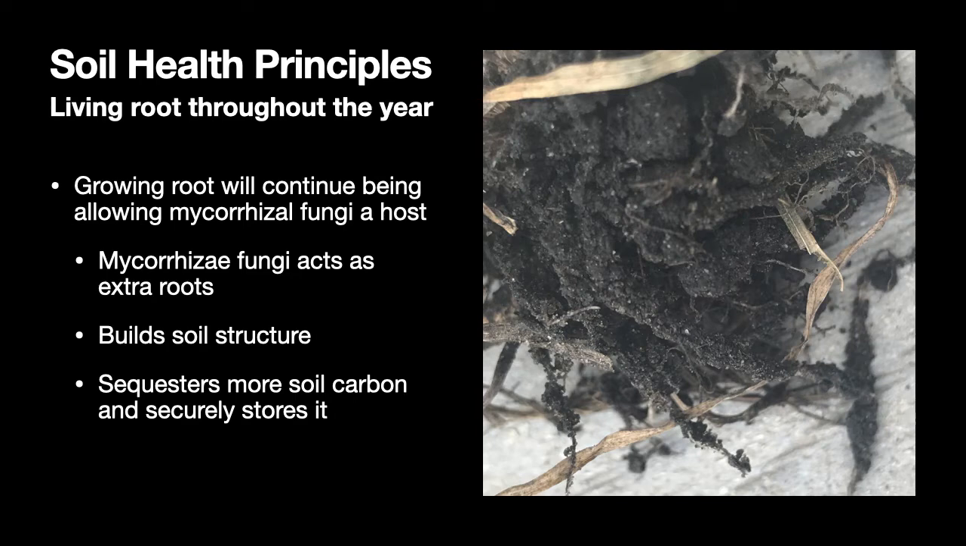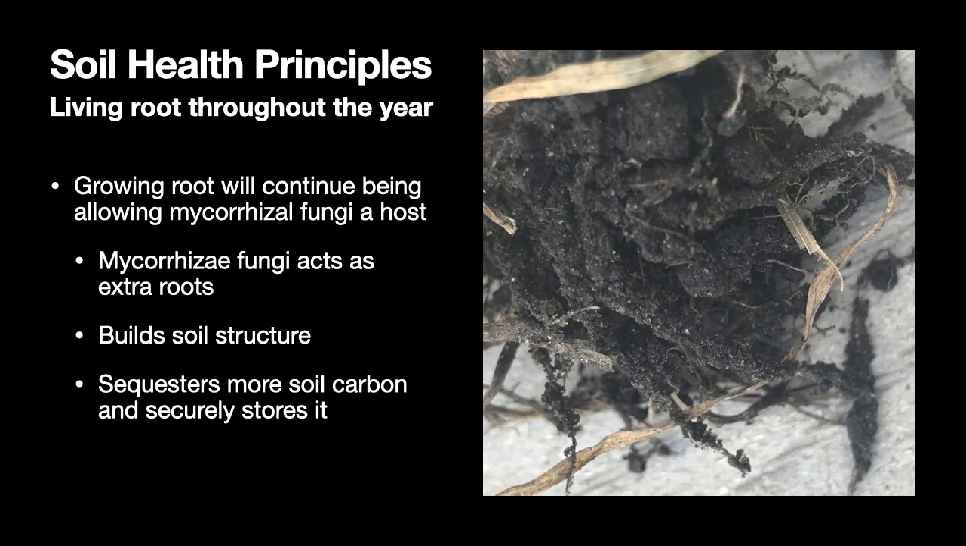The mycorrhizae produce a lot of glomalin in the soil, which is a glue that creates soil structure. And in that soil structure, this is a place where now we start seeing more soil carbon being secured, sequestered, and stored safely. And this is one of the neat things with soil health. When we see an increase in soil health, we're going to see an increase in organic matter and an increase in soil carbon.